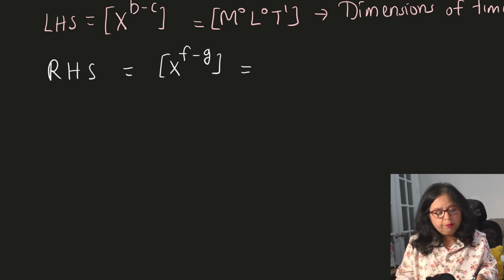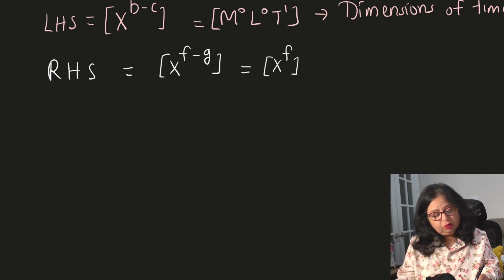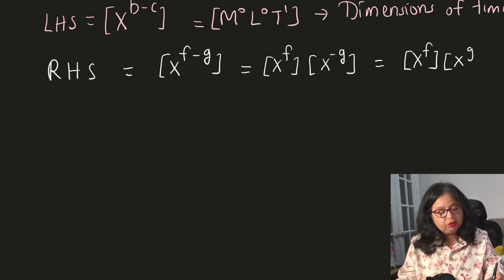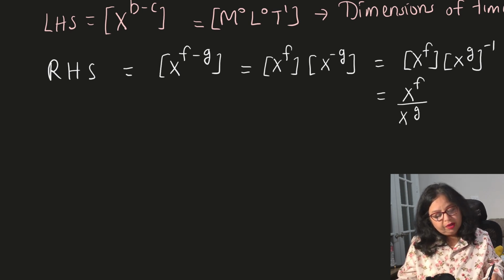Square brackets represent that we are dealing with the dimensional formula here. Just like we did for the left hand side, this will be equal to x to the power f times x to the power negative g, which can be further written as x to the power f times x to the power g with a negative sign, which can be written as x to the power f divided by x to the power g. Are you with me so far?